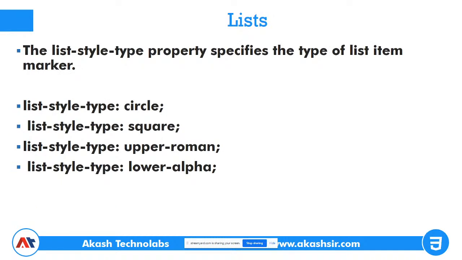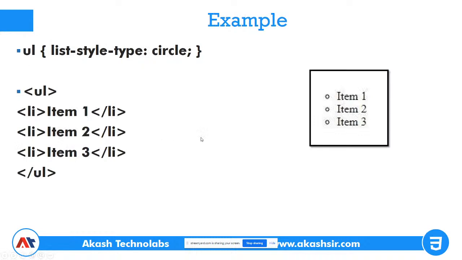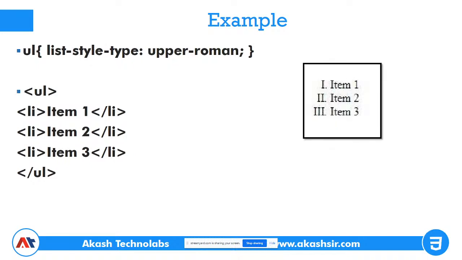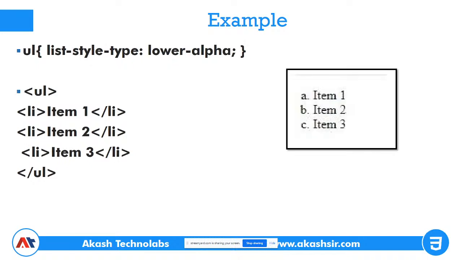So next is list. If you want to specify some list type: circle, square, upper Roman and lower alpha, you can use this list. We have seen this kind of ul and li tag yesterday in the first half, right? So you can specify the circle like this. If you want to specify some designing or some property, we have CSS. So this is a basic example. List type is square, upper Roman, lower alpha.